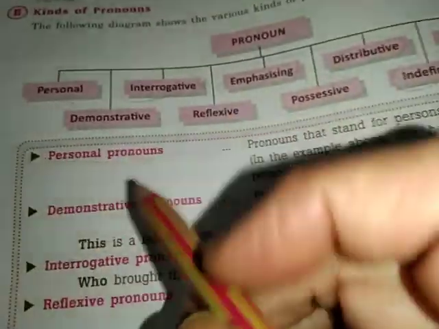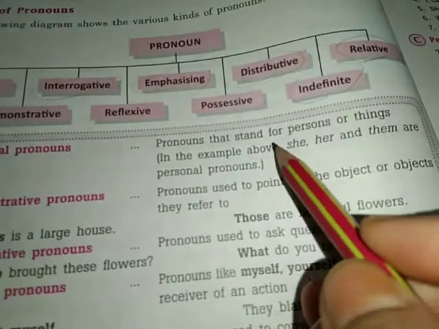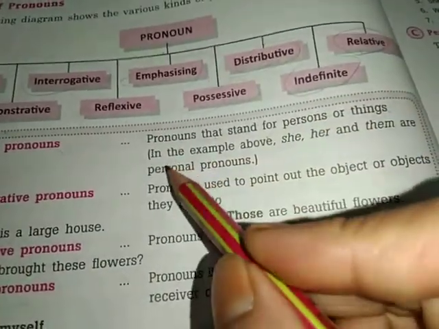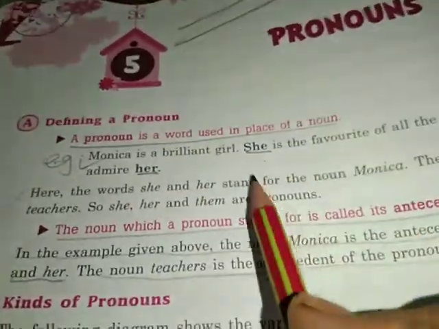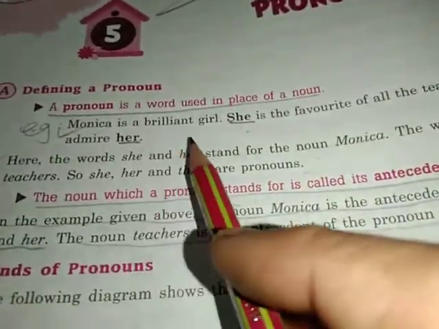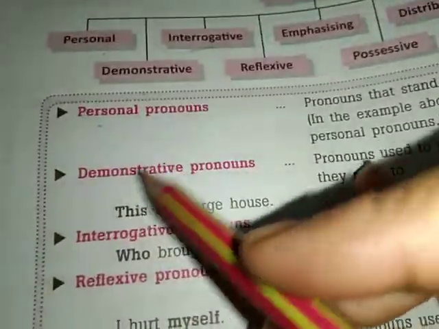Now let us do personal pronouns. Pronouns that stand for persons or things. In the example above, she, her and them are personal pronouns. Here they are used for Monica and the teachers, so she, her and them are personal pronouns, right?